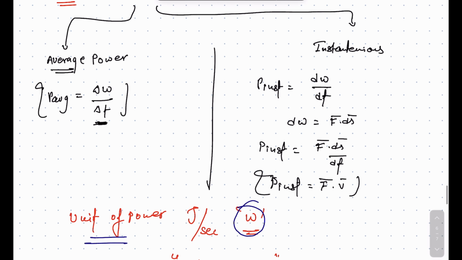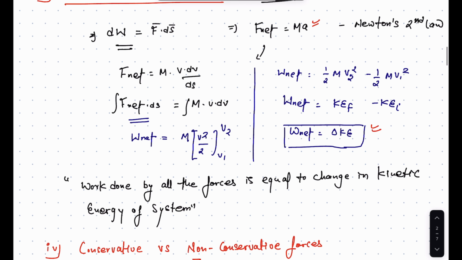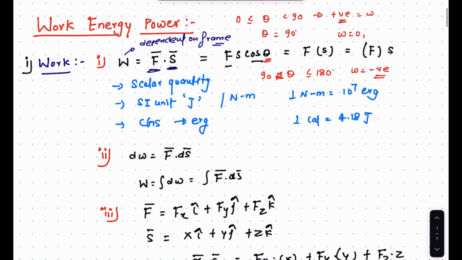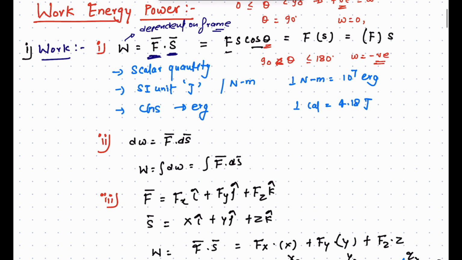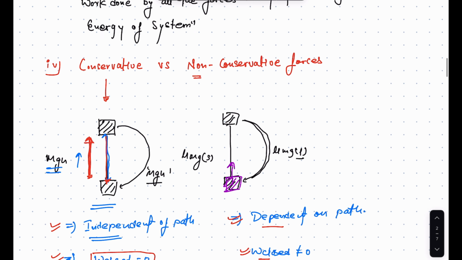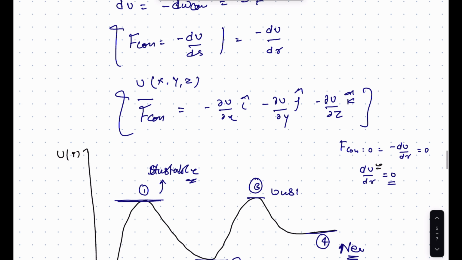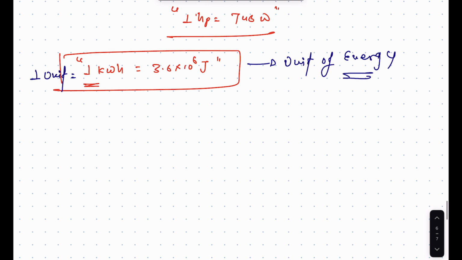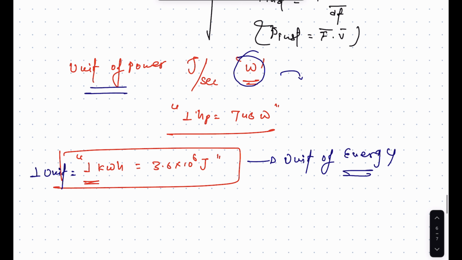Okay, what will be the dimension of the work? It is F vector dot S vector, right? The dimension of F is MLT to the minus 2, multiplied by L, so the dimension of the work is ML2T to the minus 2. And what will be the dimension of the power? ML2T to the minus 2 divided by T, so the dimension of the power becomes ML2T to the minus 3. But this dimension, ML2T to the minus 2, is why 1 kilowatt hour is the unit of energy.